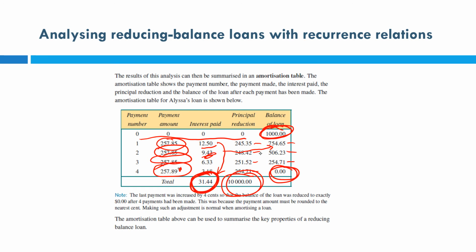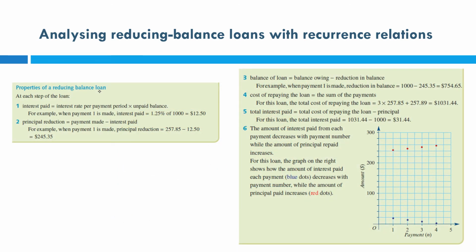Okay, so when we look at analysing reducing balance loans with recursion relations, we look at the properties of the loan. So what are we starting with? What's our interest rate? At each step of the loan, if we want to work out how much interest has been paid, we look at the interest rate per payment period, and we multiply it by what hasn't been paid off.